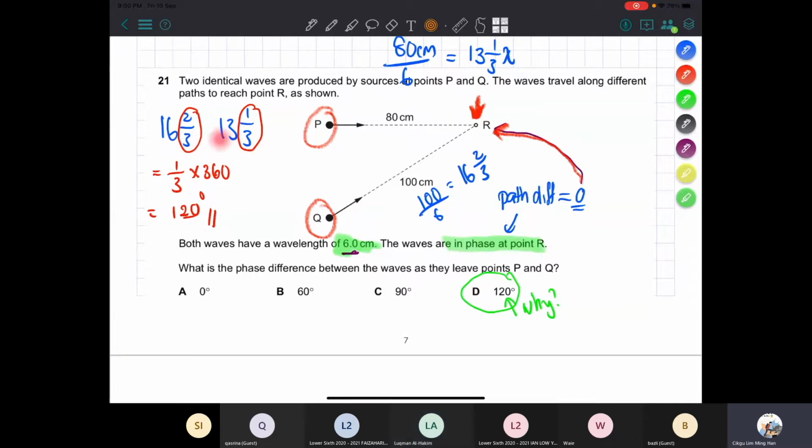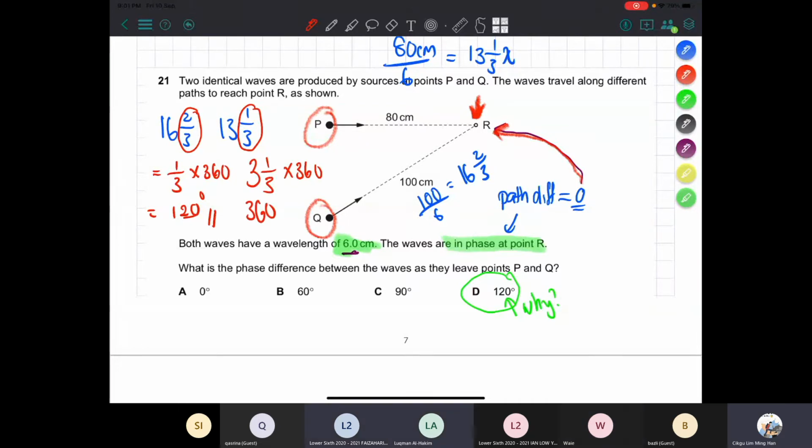But actually, if you look here, the difference should be 3 1/3. 3 1/3 times 360, how much do you have? 1200? 3 1/3 times 360, how much? 3 1/3 times 360.